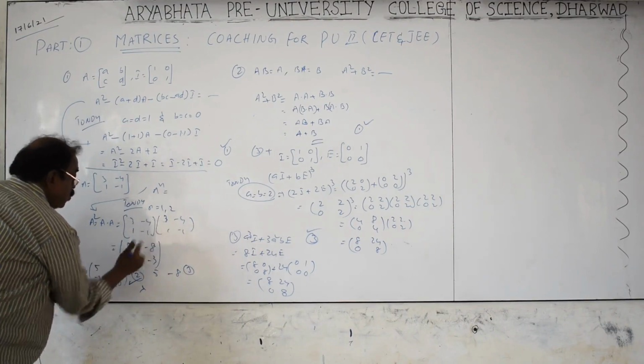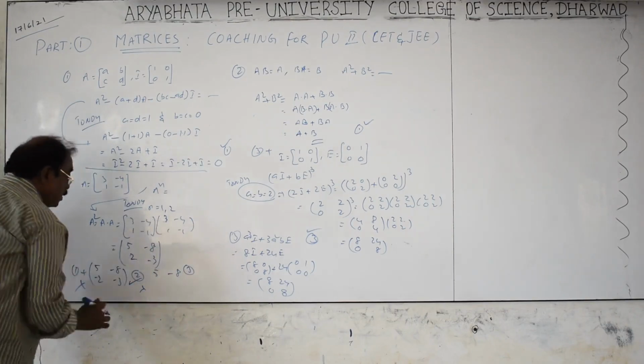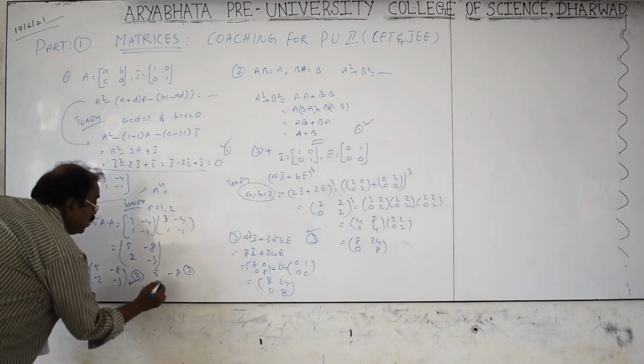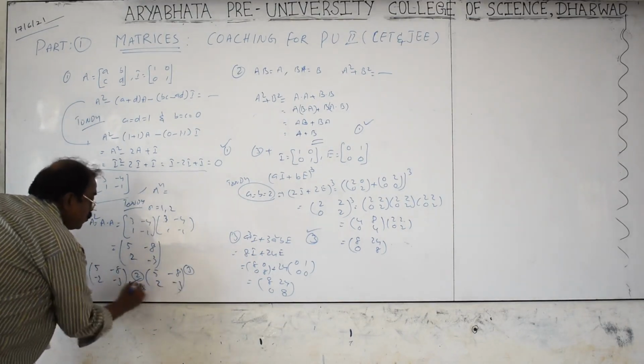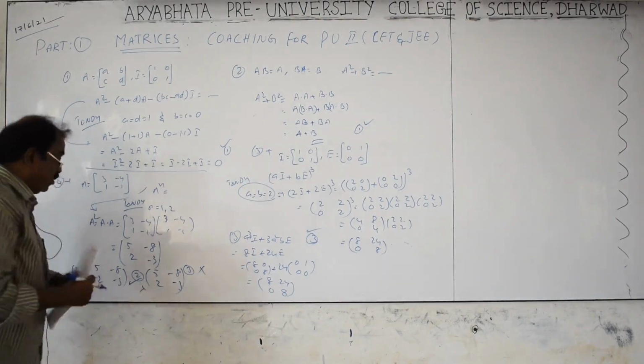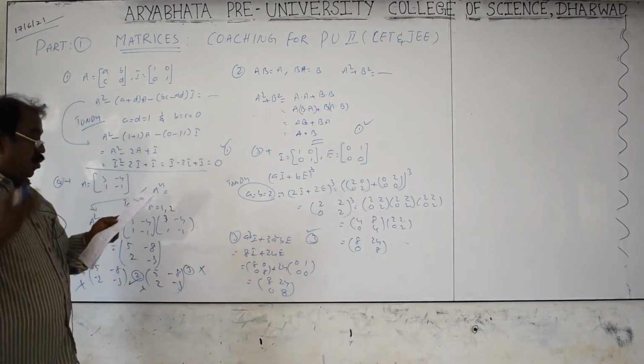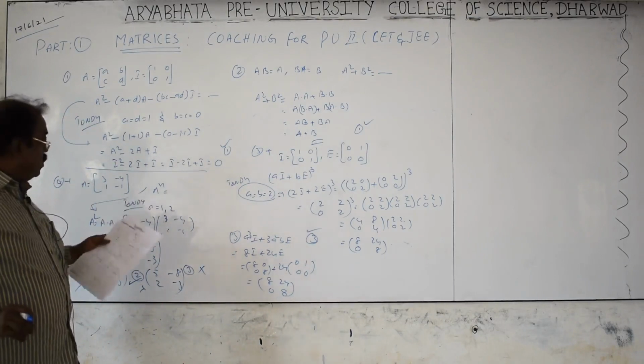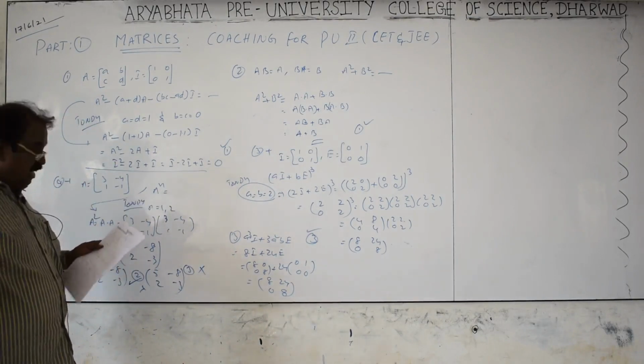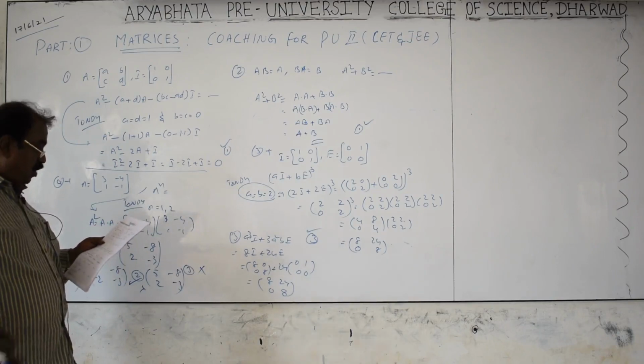This is 3 minus 1, 2 plus 2 is correct. Here is correct, the second one is correct, and minus 3 will come. So this is correct and the third is wrong. Yes, it is correct. Okay, an arithmetic mistake is there. So here we can understand that by putting n equal to 1 or 2 or 3, mostly you take 2.